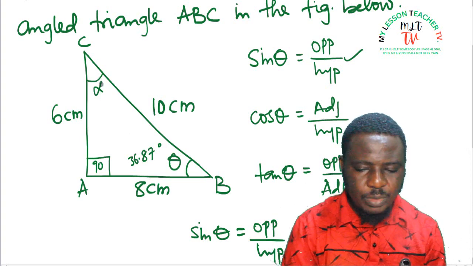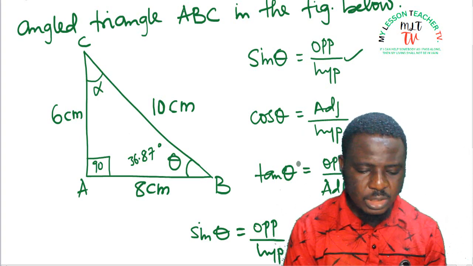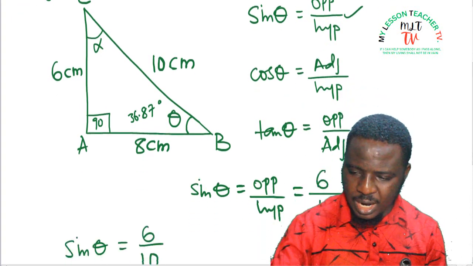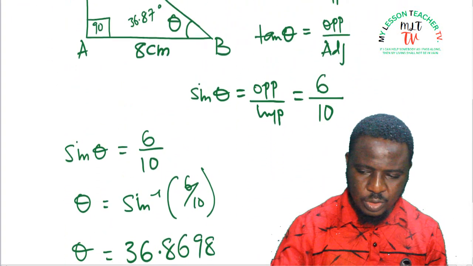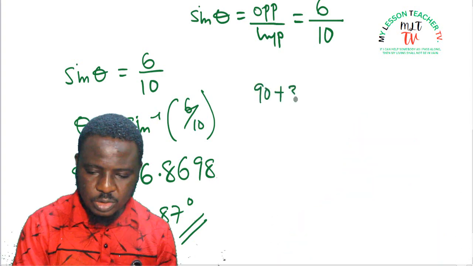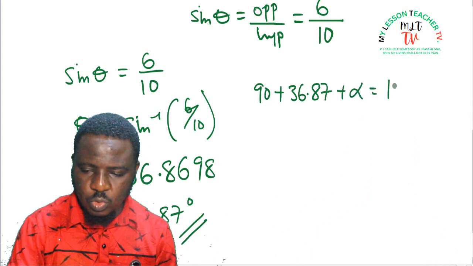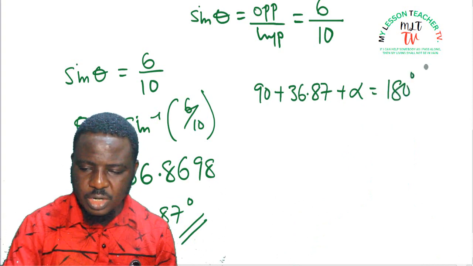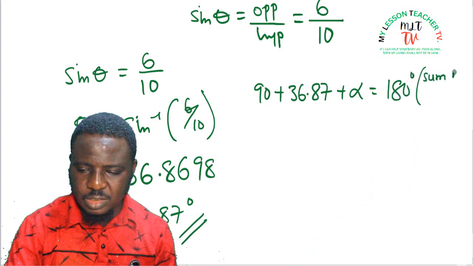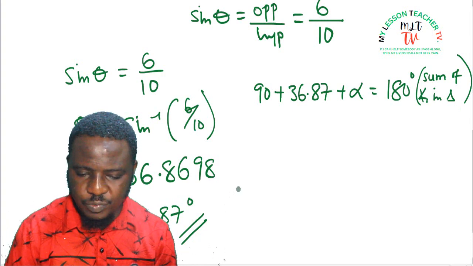Our alpha can also be gotten using the trig ratios. Whichever way you go about it gives you the same answer. So I'm going to use the sum of angles in a triangle in getting that. For I know that 90 plus 36.87 plus angle alpha is equal to 180 degrees. Reason is that we have the sum of angles in a triangle. This is one of the laws.